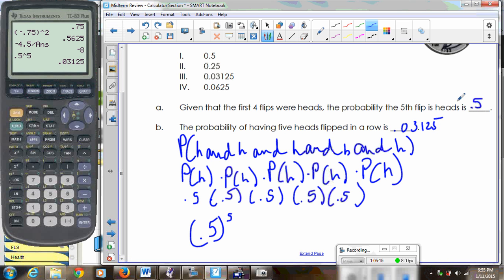So 0.03125, and it's not clear if you're supposed to do the Roman numerals. I guess this would be Roman numeral 1, and this would be Roman numeral 3.